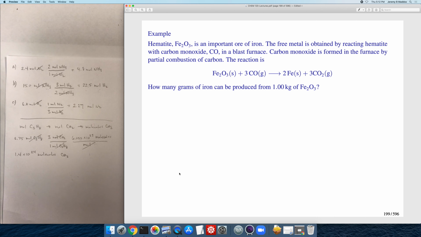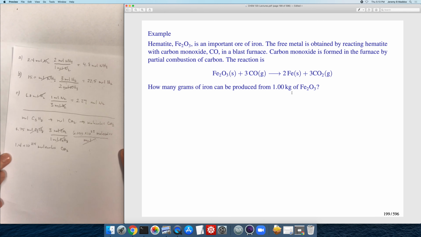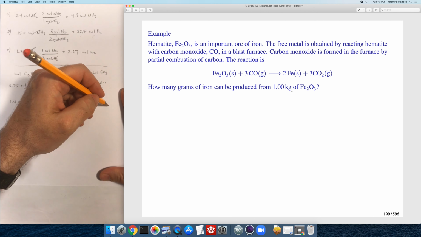Here we're starting to do the mass-to-mass conversions. So we have this hematite ore. It's reacting with carbon monoxide in a furnace to produce the iron metal, which is valuable, and then CO2 gas is the byproduct. And so we want to know how many grams of iron can we produce from a kilogram of this hematite iron ore. Okay, and so here is the strategy for this problem.